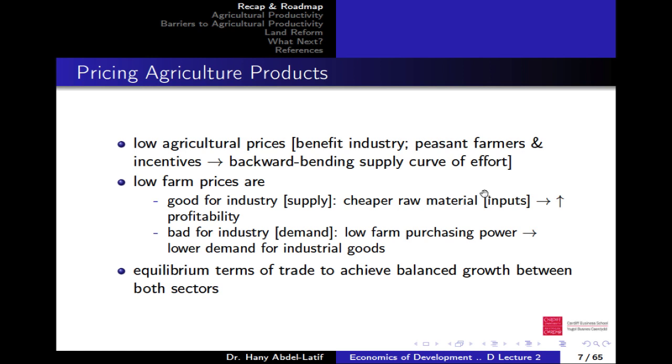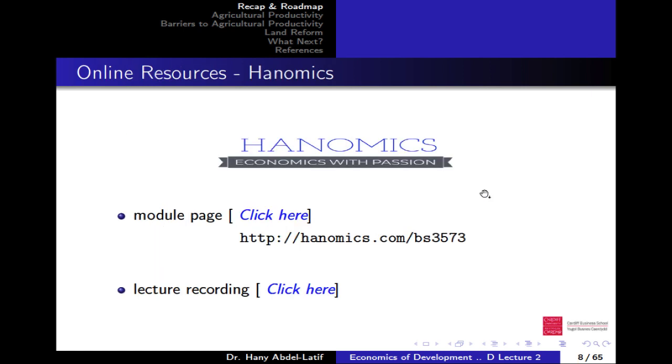So we said that there must be some equilibrium in terms of trade between the 2 sectors in order to have balanced growth between both sectors. If you haven't attended the lecture last time, this is pretty much everything we discussed. Maybe we talked about this in more detail, but this is the main takeaway message from last lecture. So, do you have any questions about last lecture?